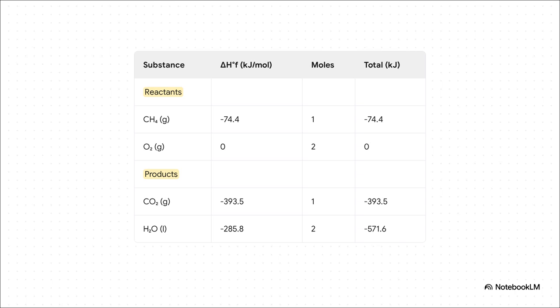On the reactant side, we have methane. Its price tag is negative 74.4. And then we have oxygen. But wait, it's an element in its standard state, so its price tag is 0. See how that works? Then on the product side, we make carbon dioxide, and we also make 2 moles of water. So we have to be sure to multiply water's price tag by 2 to get the correct total.